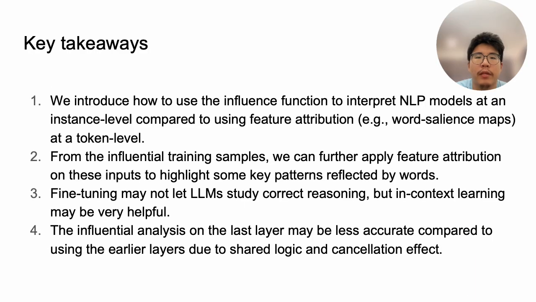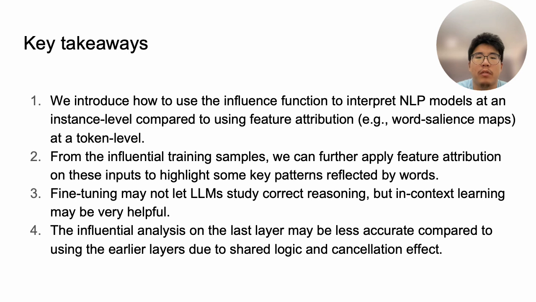Okay, here are some key takeaways of my presentation today. In the first paper, we introduced how to use the influence function to interpret NLP models at an instance level in the training set, compared to using feature attribution such as word saliency maps at the token level of the test input. And the second paper further shows that from the influential training samples, we can apply feature attribution on these training inputs to highlight some key patterns reflected by the words.